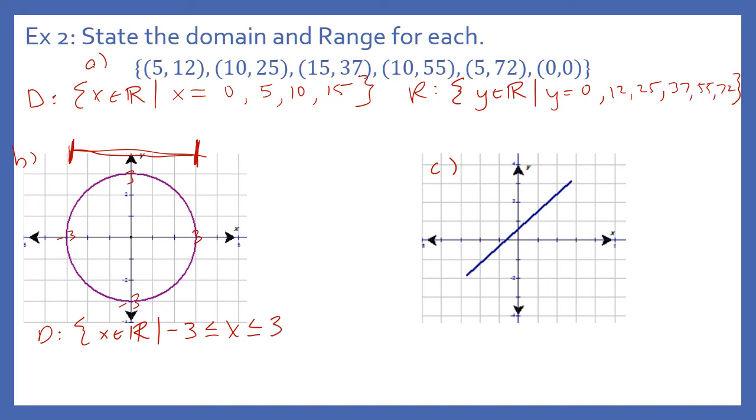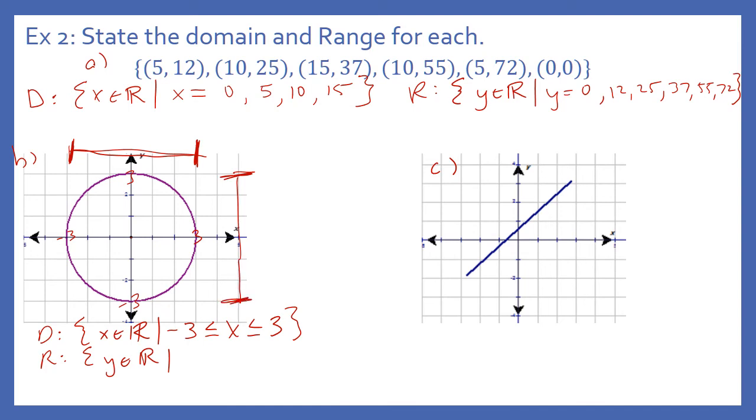So how you write that, usually you start with the lowest number first, which is -3, less than or equal to x less than or equal to the biggest number, which is 3. So it exists up to and including those 2 points and everything in between.